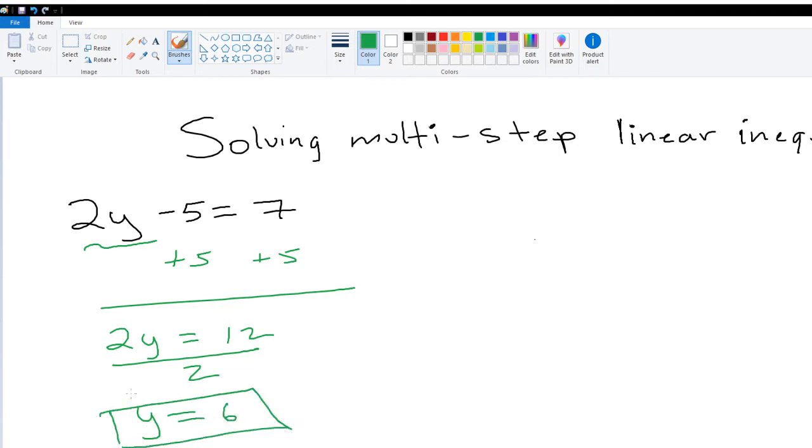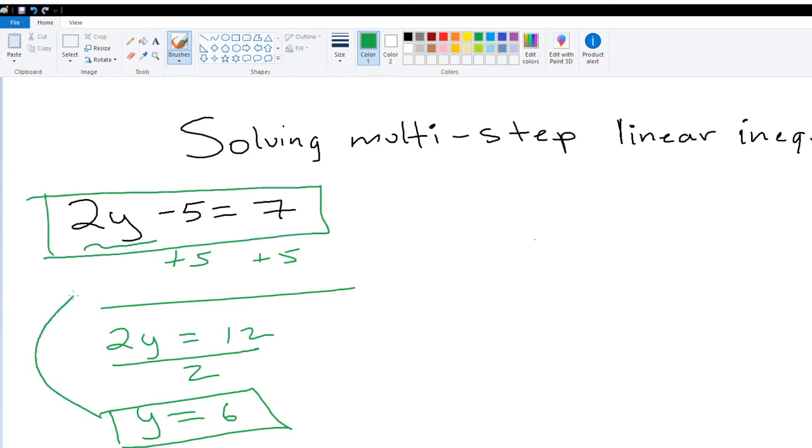So the solution to this equation is y equals 6. Now, when we solve inequalities, you need to treat inequalities just as if you were solving equations. So for example, let's say we have 2y minus 5 is less than 7. In other words, 2 times a number minus 5 is less than 7. What number could that be?